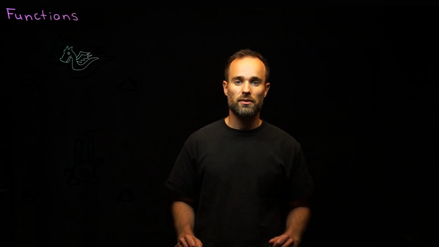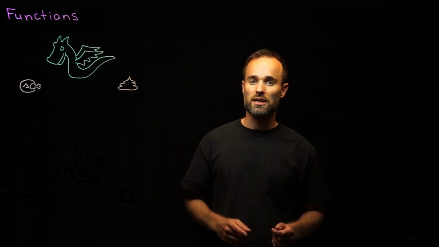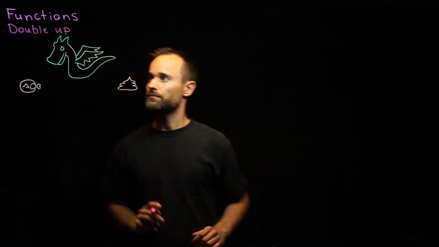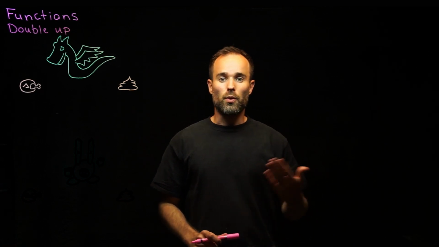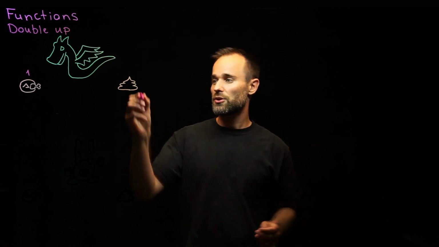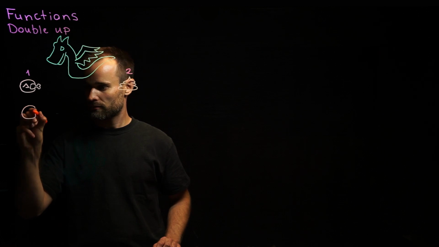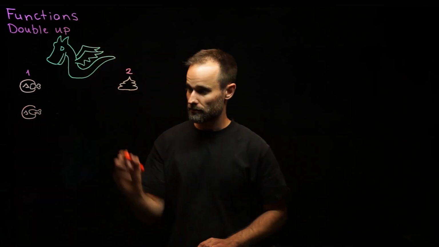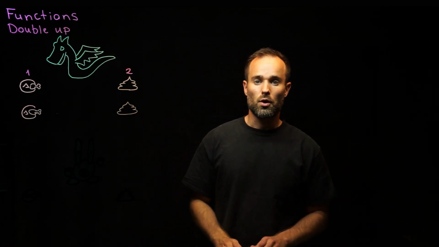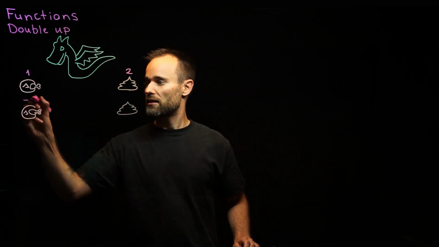Functions are monsters. They eat a number and poop out a number. This monster is a double-up monster. When it eats a 1, it poops out a number 2. Or when we feed it a -4, it poops out a -8.